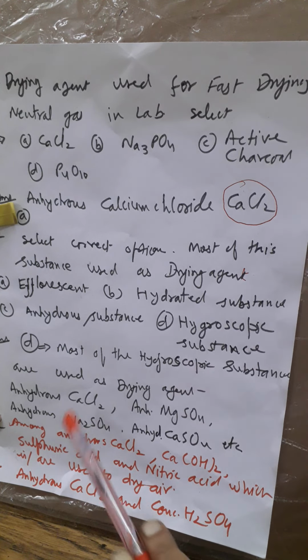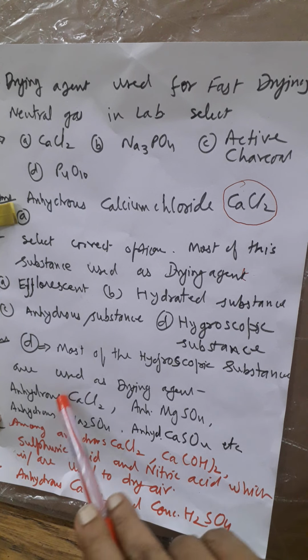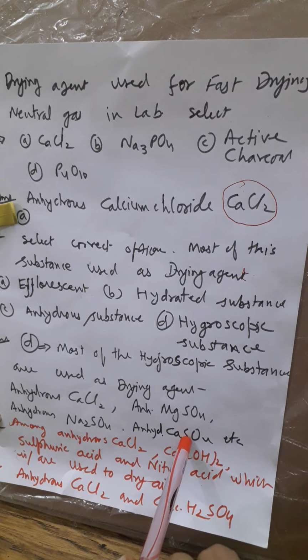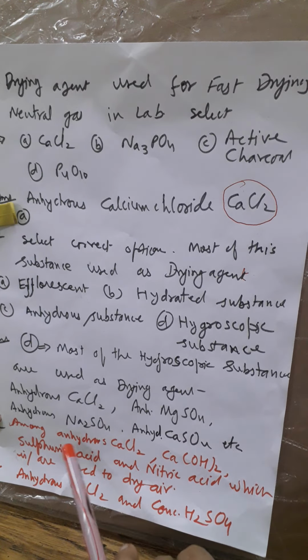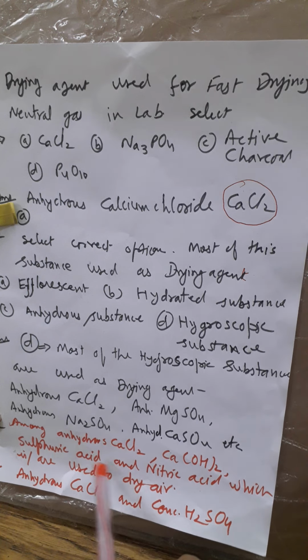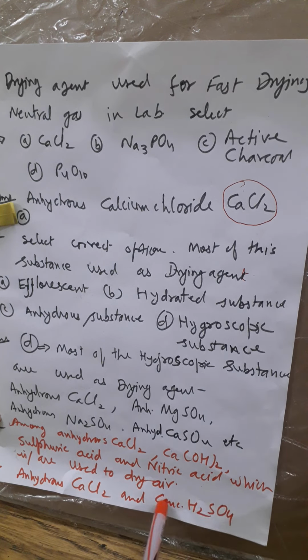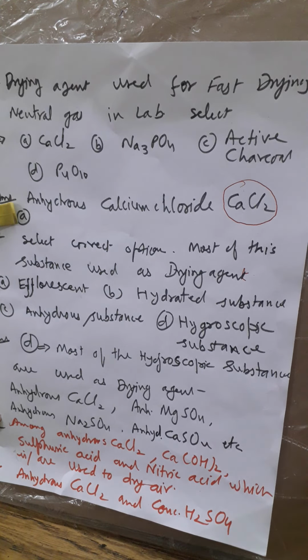Now see here, I have written some of the drying agents: anhydrous CaCl2, MgSO4, anhydrous sodium sulfate, anhydrous calcium sulfate. Now I have given you 4 options: calcium chloride, calcium hydroxide, sulfuric acid and nitric acid. Which is used to dry air? So here we will select calcium chloride and conc H2SO4. Remember this, that calcium chloride and conc H2SO4 are used to dry air.